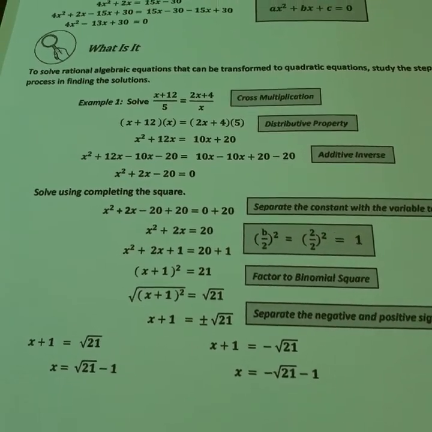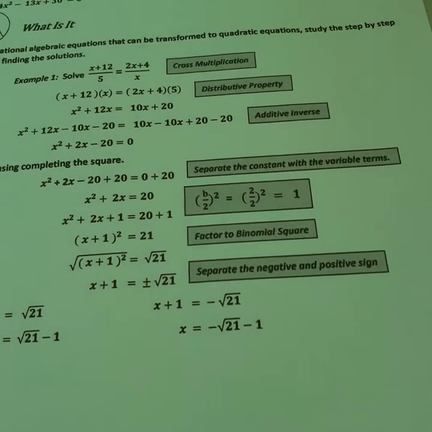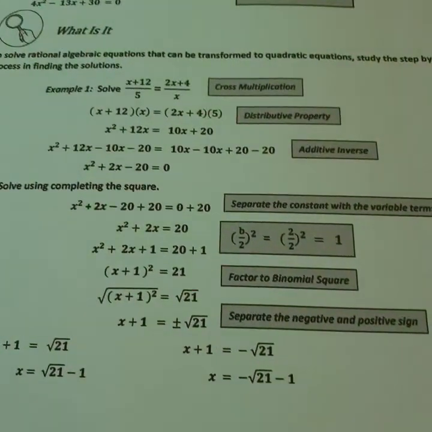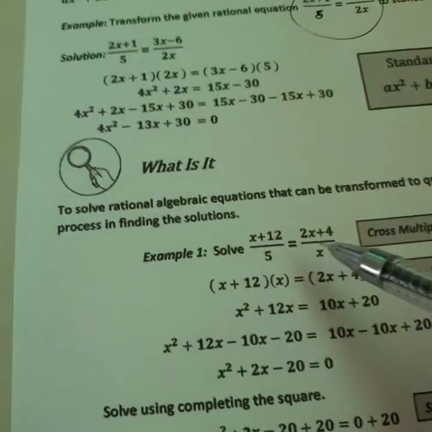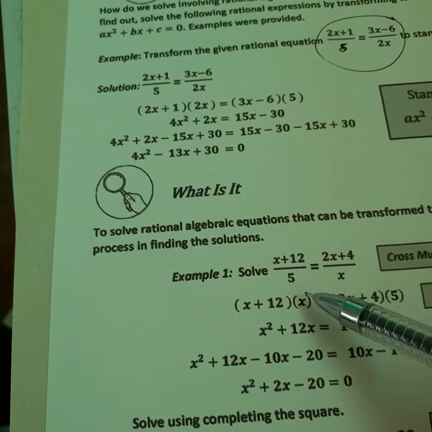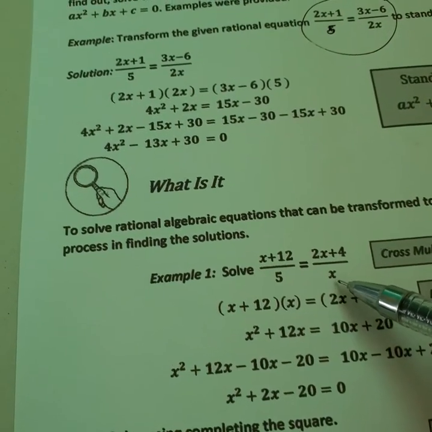Okay, now let's have this example. Solving equations involving rational expressions transformable to quadratic equation. Okay, we have an example. Example 1. Solve (x plus 12) over 5 is equal to (2x plus 4) all over x.